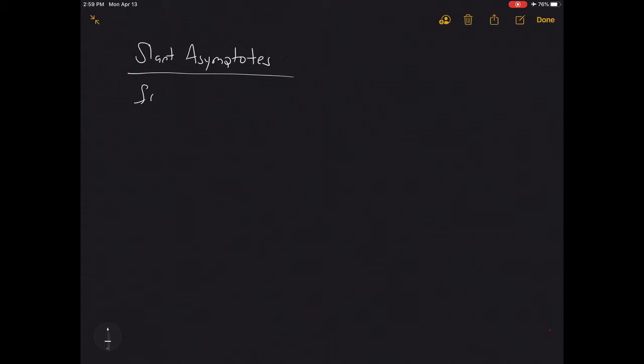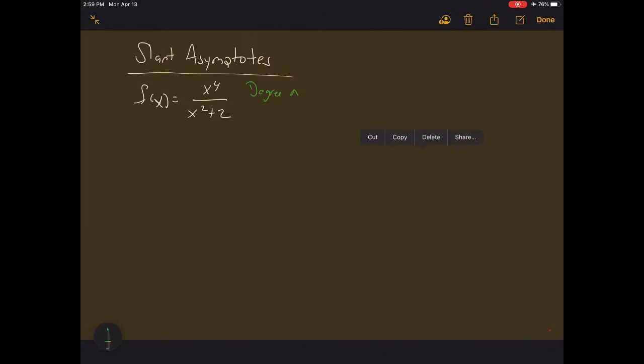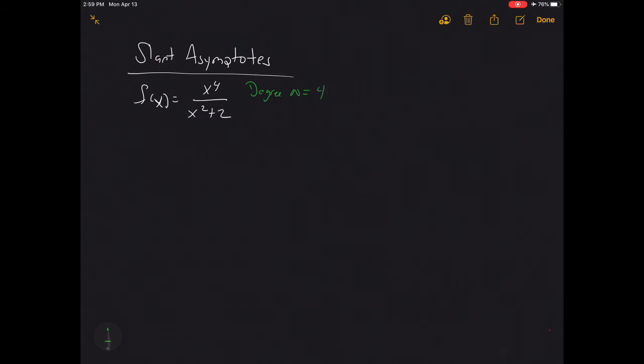If we have f of x equals x to the fourth divided by x squared plus 2, the degree of the numerator here is 4, where the degree of the denominator is 2. Okay, that is not going to qualify for a slant asymptote because the degree of the numerator must be exactly one higher than the degree of the denominator.